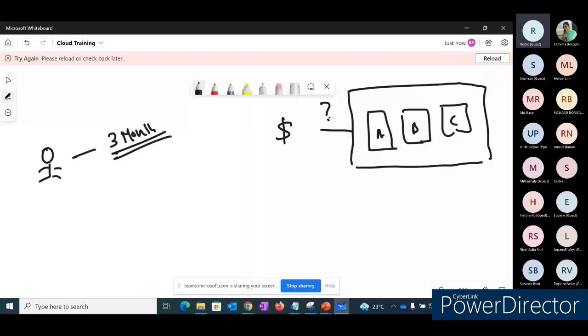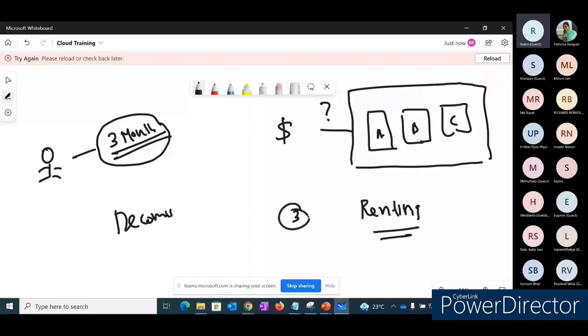The second one is that for 3 months, instead of purchasing the servers, you take these servers on rent. After 3 months, you decommission them and you pay only for 3 months. Which mode will you opt for? If you are from a finance background or from a business point of view, can you comment on the chat window? Which mode will you prefer?